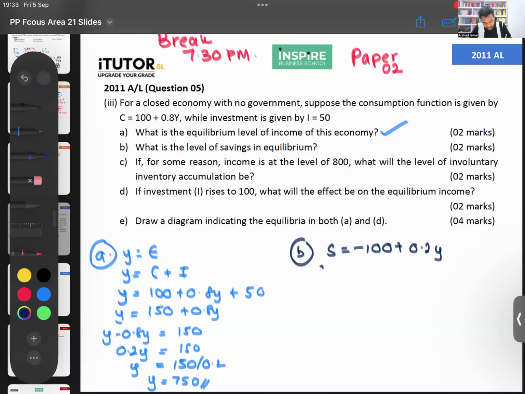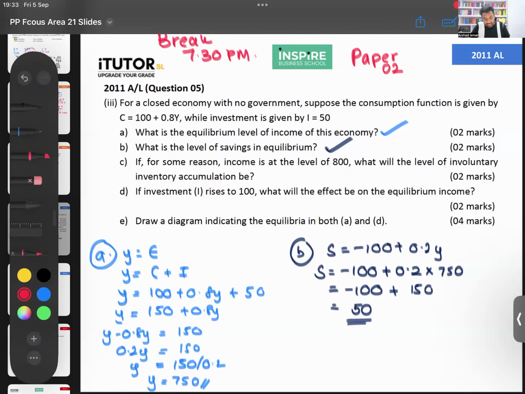So savings will equal to how much then? Minus 100 plus 0.2 into 750. How much is that? 0.2 into 750 is 150. 150 minus 100, you get a 50. So that is your savings at equilibrium. You can use y equals c plus s as well. Anyway, as long as you get the answer. Then that's also again 3 marks.